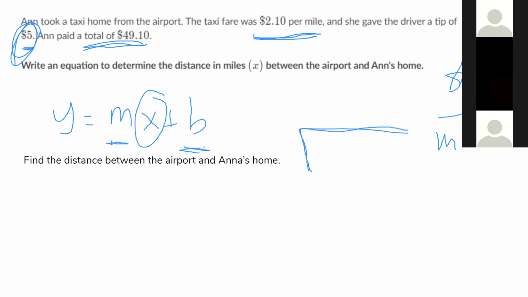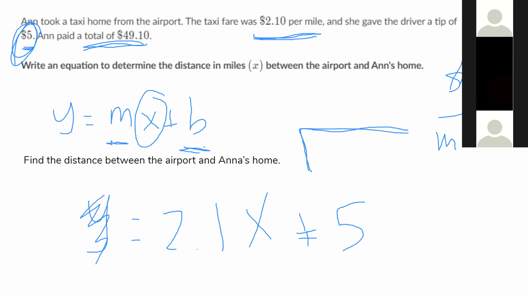So the final equation, you guys probably figured this out, would be 2.1x plus 5. And from there, all we have to do is plug in the total money that she paid, which is $49.10. And I haven't done that math yet, but I'm sure you guys would get the answer.